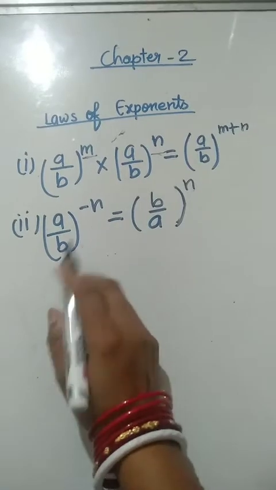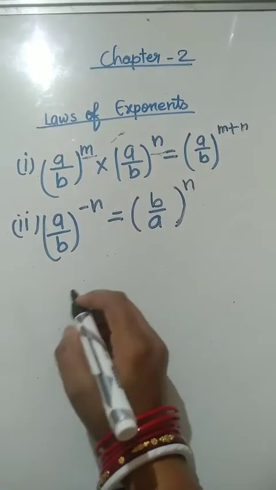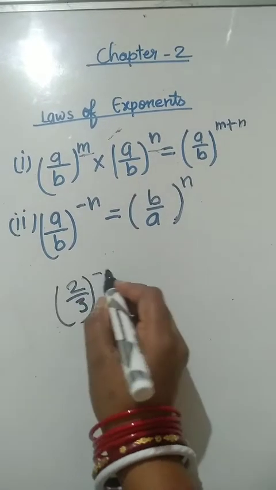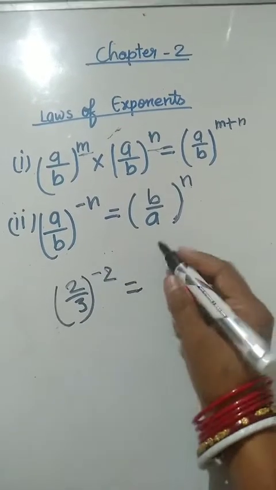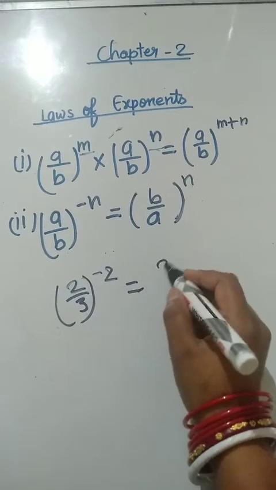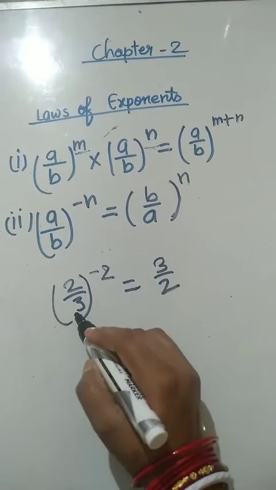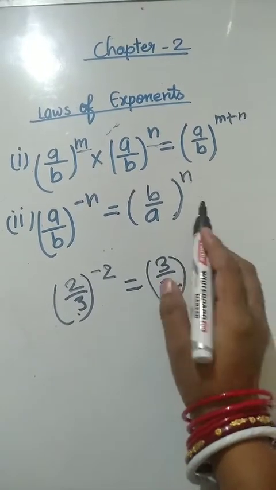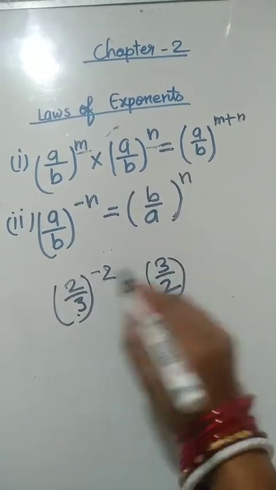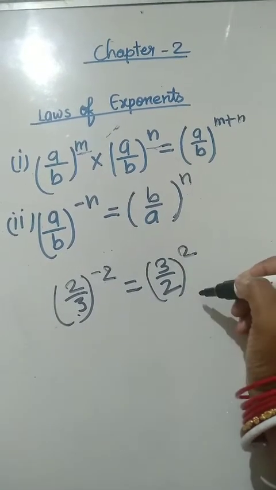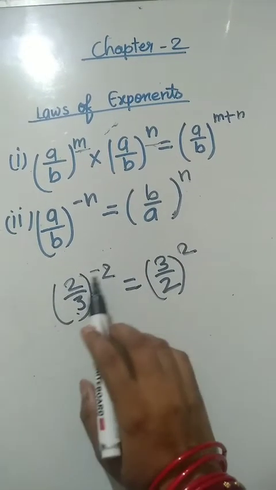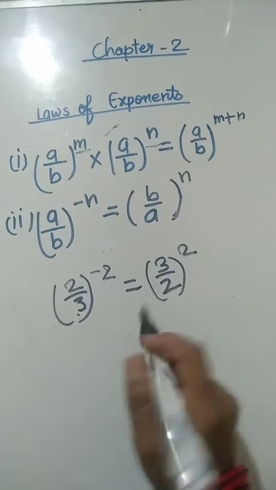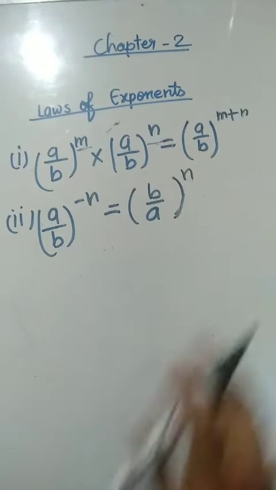Second one is (a/b)^(-n) = (b/a)^n. Suppose we have (2/3)^(-2). Then we can write b/a, that means 3/2, we have to take the reciprocal of 2/3, to the power n, that means this is minus 2 and here we have to write 2. So we can write (2/3)^(-2) as (3/2)^2. I hope all of you understood this also.